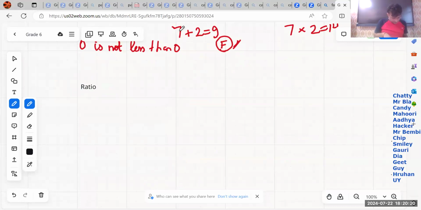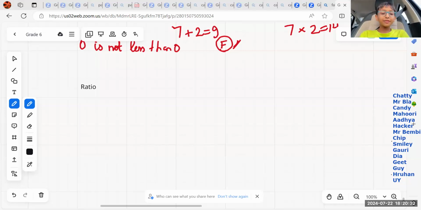What is a ratio, guys? Anyone wants to say something? The fractions. No, beta, it's not. There is a very slight difference between ratio and fractions. Let me try showing you a video.